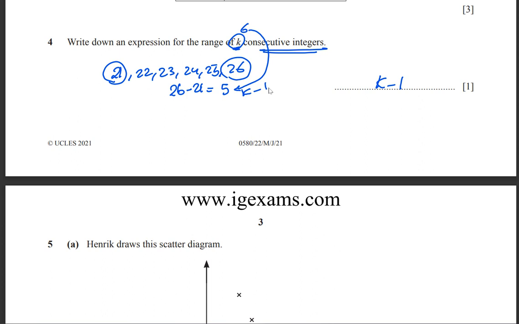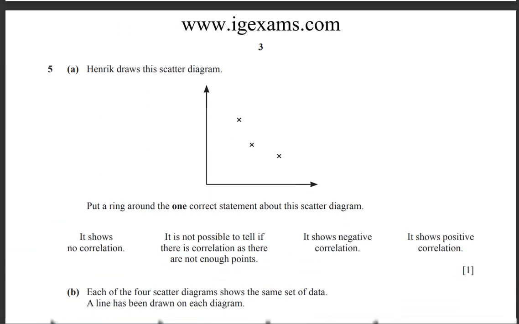If you find another, 104, 105, 106. They are 3 numbers. So 106 minus 104 equals 2, which is k minus 1. So this is what k minus 1.